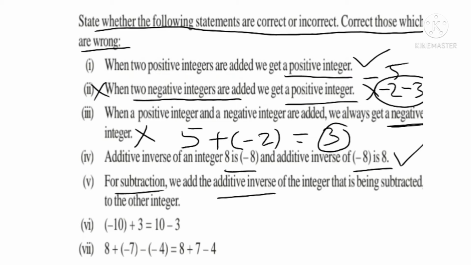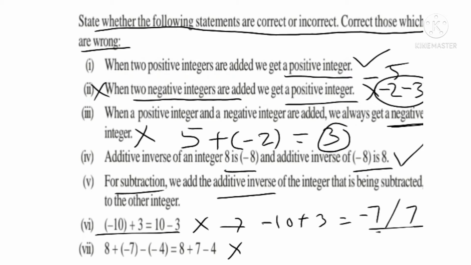-3 plus 3 is equal to 10 minus 3. Is it true? No, it's not true. Here -10 plus 3 will result in -7, and 10 minus 3 will result in 7, right? So these are not equal. Similarly, here the LHS is 8 minus 7 plus 4, and the RHS is 8 plus 7 minus 4, which is not equal. Got it?